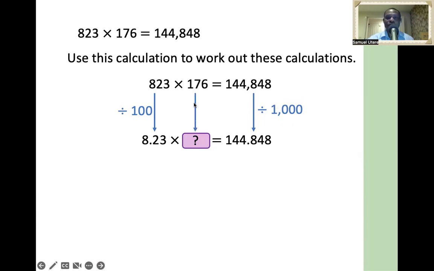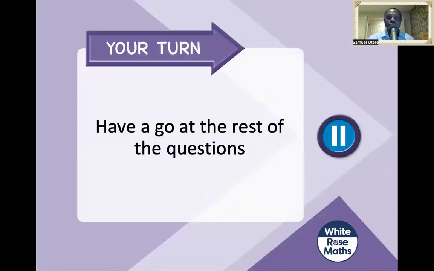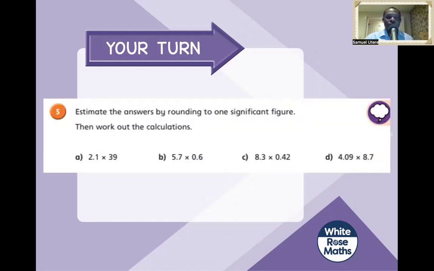That has to be 10, because to divide by 100 and to divide by 10 is equal to dividing by 1000. So we know the missing number there should be 17.6. So sometimes we could get questions like this where we're required to work out the missing numbers in a calculation. It's now time for you to pause the video and practice what you've learned. So pause the video and answer question 5 in 4 minutes.